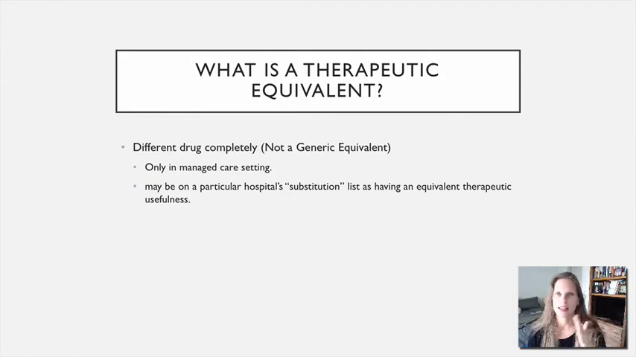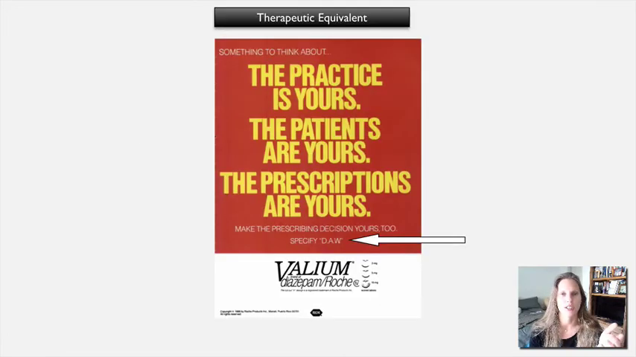So again, I'm not saying this is a generic drug. I'm just saying that it's appropriate for the same therapeutic use, and therefore it's called a therapeutic equivalent. Now, the prescriber has the decision to stay in this kind of a setting that they would like the drug that they prescribe to be actually dispensed.